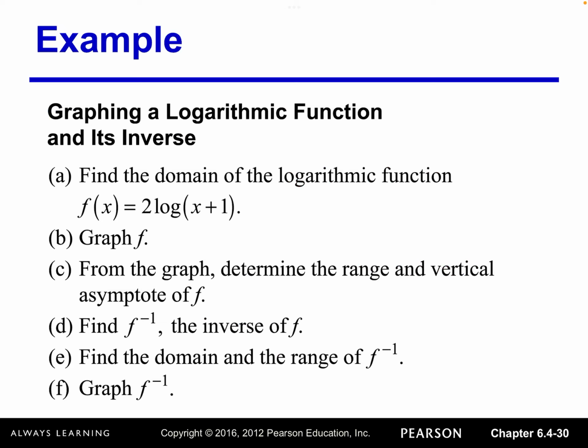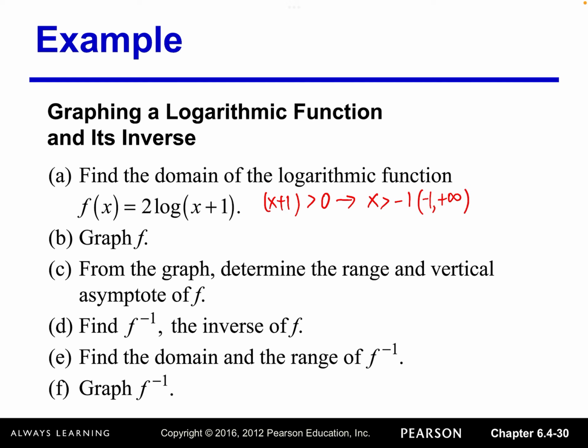To find the domain, it's the same requirement. x plus 1 needs to be a positive number, so x plus 1 greater than 0. We can solve: x must be greater than -1. And if we write it in interval notation, that's -1 to positive infinity.